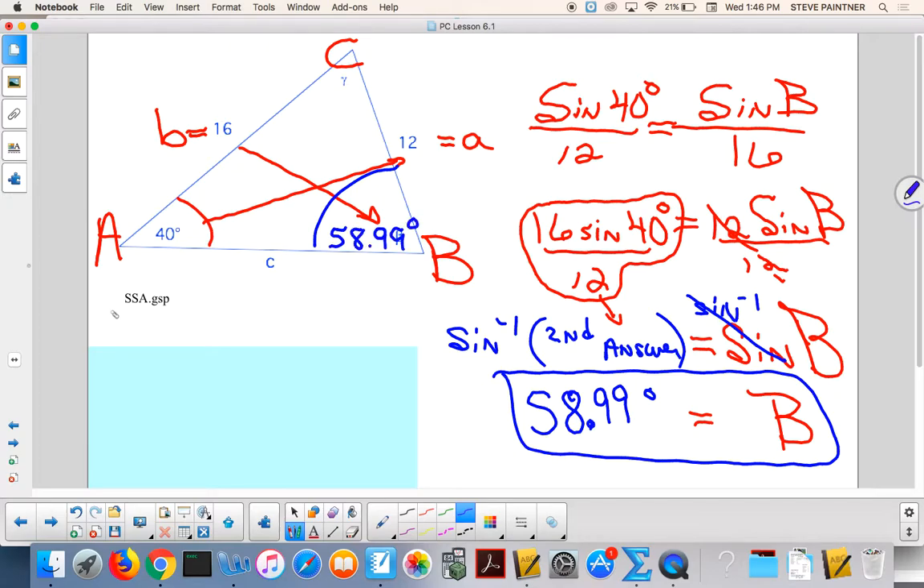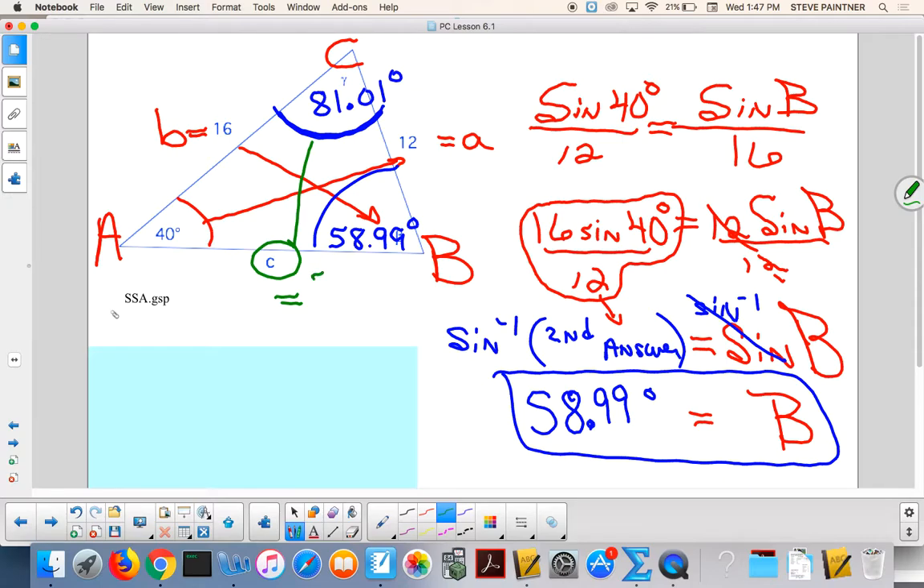58.99. Okay. Can somebody out there go find C for the class? 81.01. You already did. What is it? 81.01 degrees. She's getting that by taking 180 minus 40. That's 140. 140, take away 58.99, and she gets 81.01. Are you okay with that? Good. Now, go find the missing side, C. I'll get it set up, and you take over.